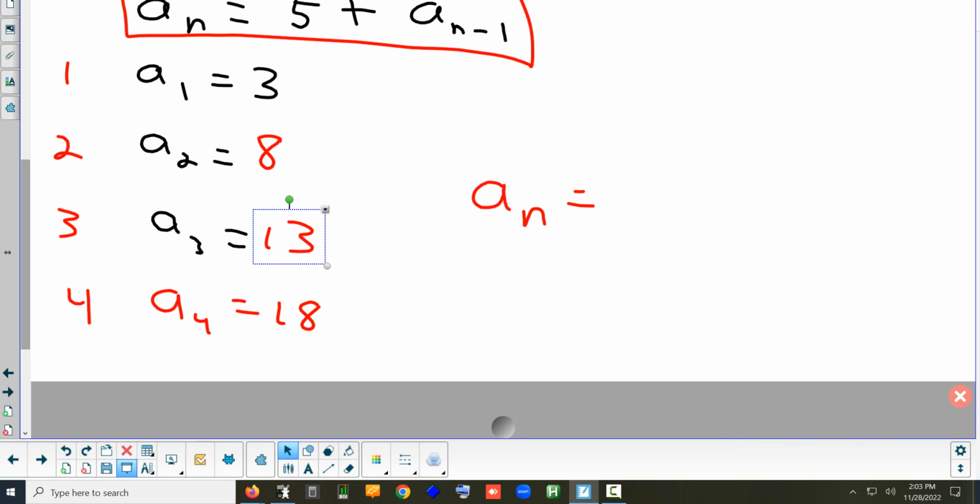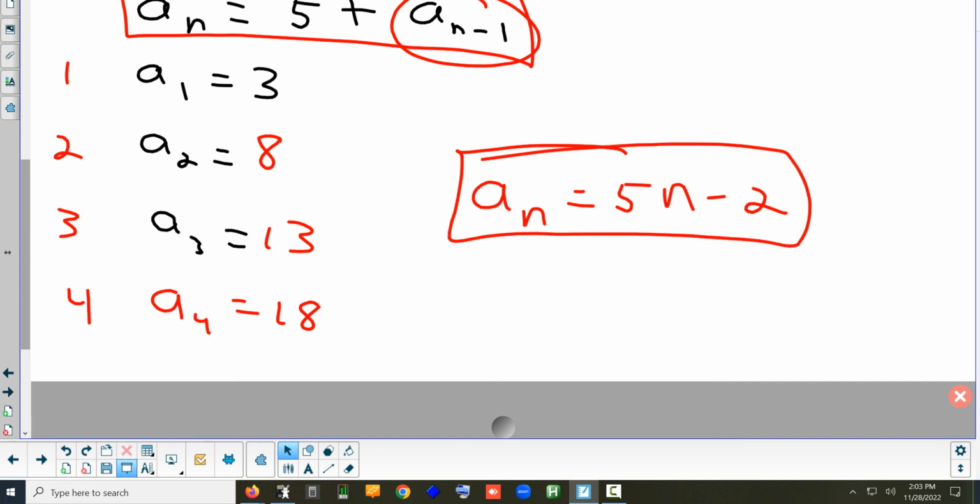Yeah. 5A and minus 2. 5A. Well, if you write anything like this, you're depending on the one that came before it. So we don't want to have anything like this in our formula. And then 5n. 5n, yeah. Minus 2. That's the formula.